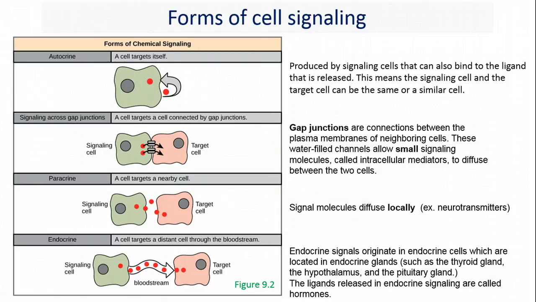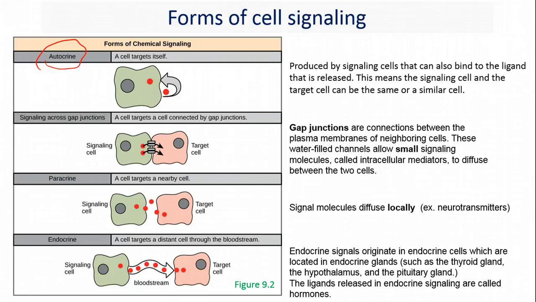There are four main types or forms of cell signaling, and these are based on how far away the cell producing the signal is from the cell receiving the signal. The first and closest form of cell signaling is called autocrine signaling. This is where the producing cell, or the cell producing the cell signal, is also the cell receiving the signal. So it's basically signaling itself. This can also extend to signaling very similar cells close by.